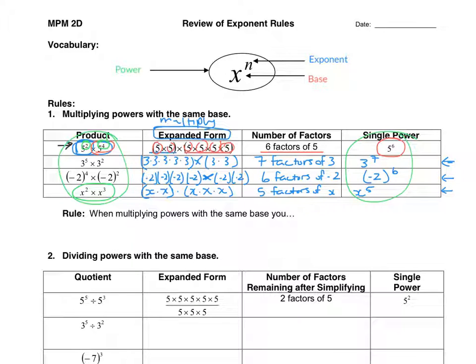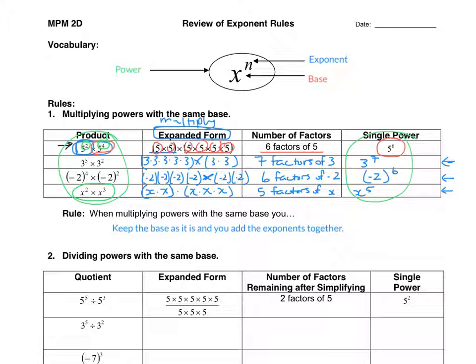So we're going to write the rule in below where it says when multiplying powers with the same base, you keep the base the same, the base does not change, you don't multiply the base numbers together, but then you add your exponents together. Okay, so you keep the base as it is, you don't change the base at all, and then you add the exponents together to get your single power.